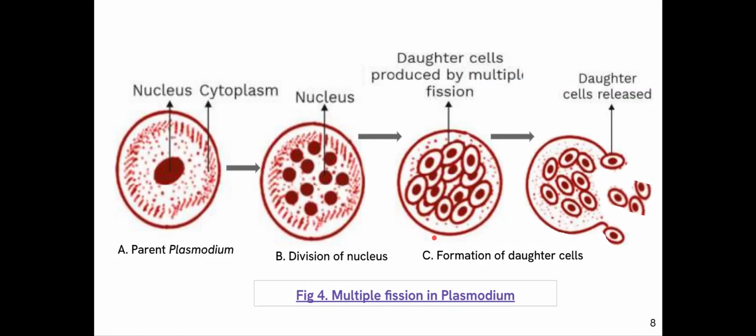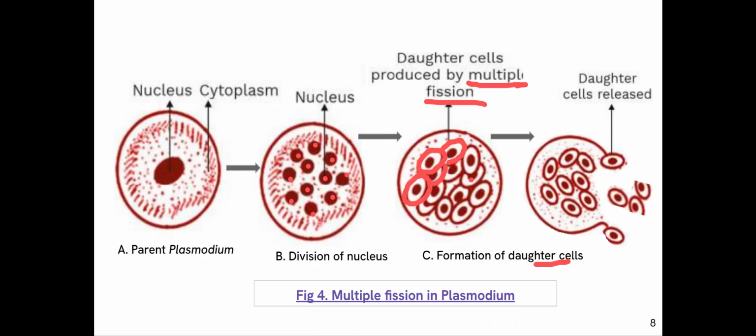Like in the case of Plasmodium, this is the parent Plasmodium with its darkly stained nucleus. Immediately, the nucleus divides itself repeatedly into several nuclei, all within the same parent cell. And eventually, each of these nuclei is surrounded by a covering, by a wall, and a little cytoplasm, forming multiple daughter cells, and that is why this is known as multiple fission.